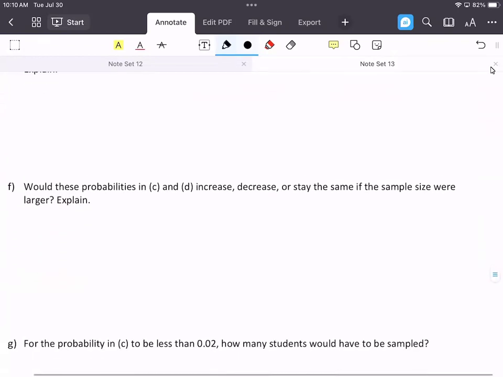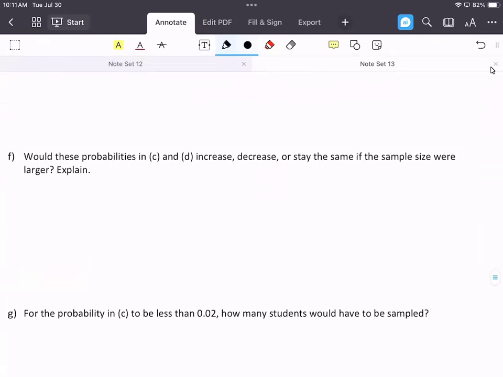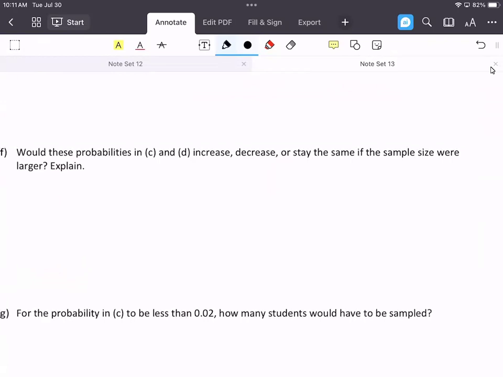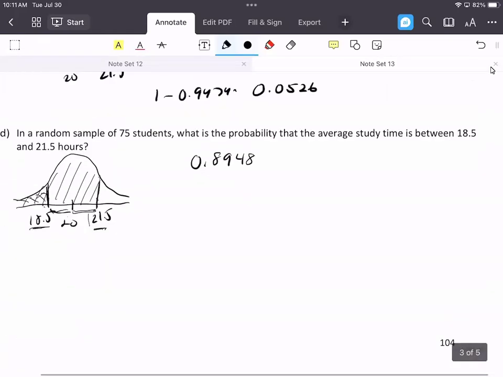Would these probabilities in C and D increase, decrease, or stay the same if the sample size was larger? So you need to think about that carefully. What happens as n goes up? So our sample size goes up. What happens to our variability? Well, hopefully you think, well, my variability goes down.